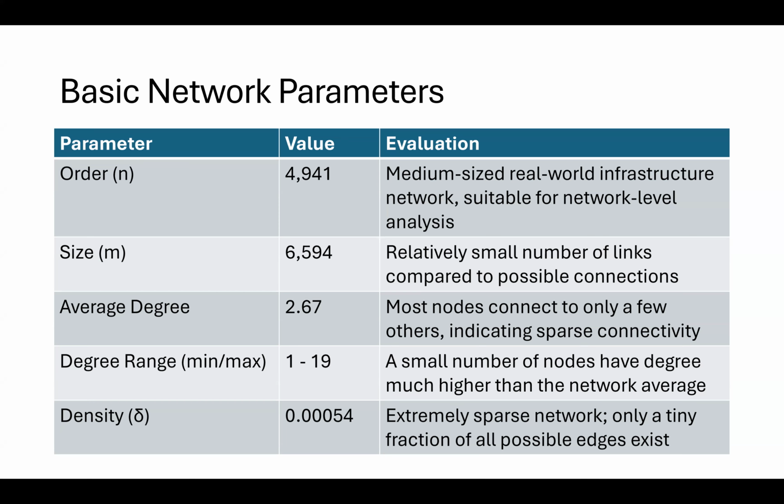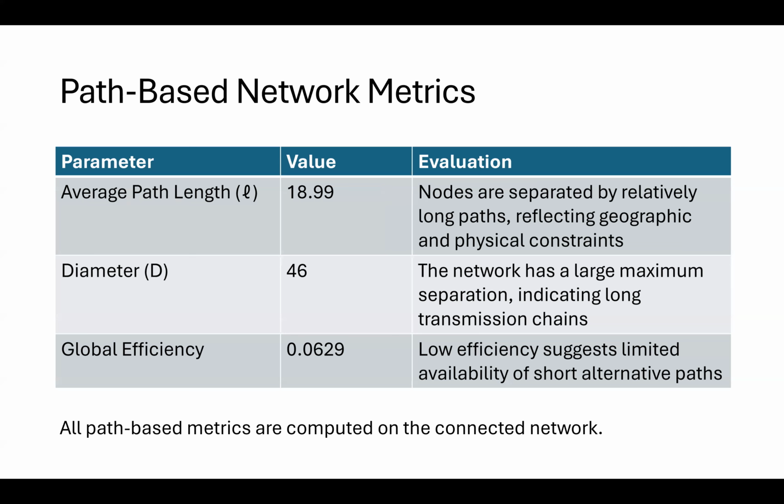Next, we will talk about the path-based metrics that describe global connectivity. These metrics describe how far nodes are from each other in the network. The average path length is approximately 18.99. This means that on average, it takes about 19 transmission steps to connect two random substations. This is relatively long compared to social networks. However, it makes sense for a geographically distributed infrastructure system like this.